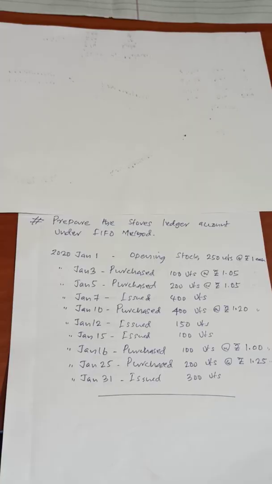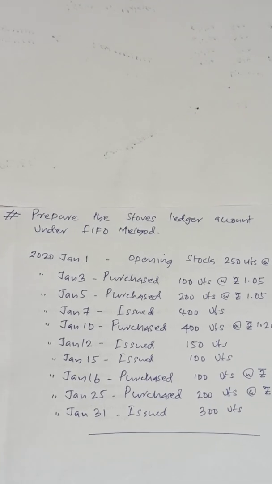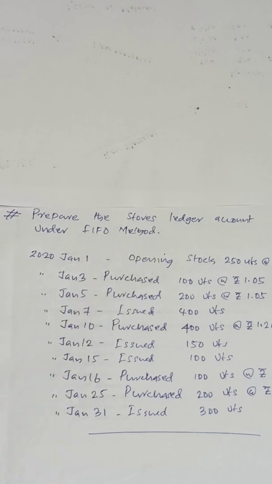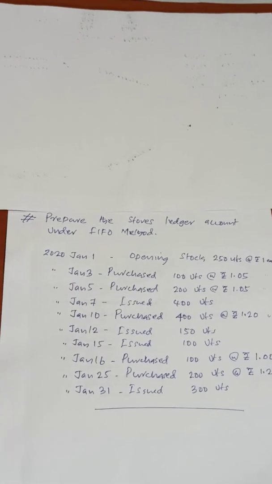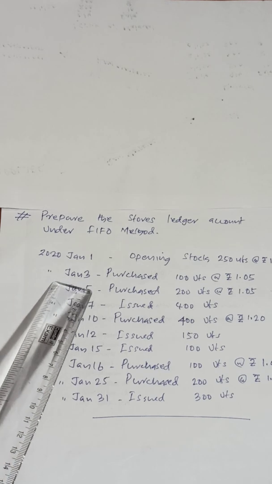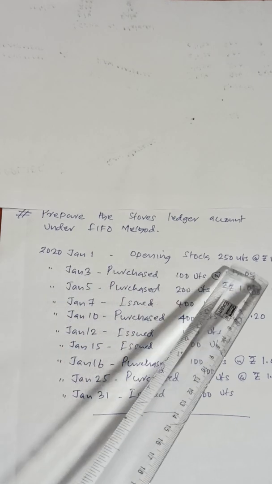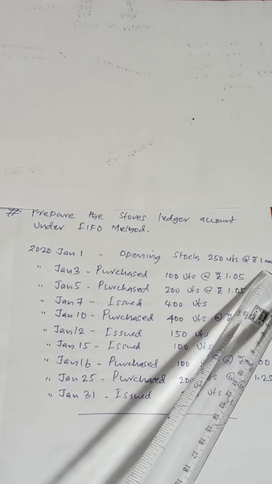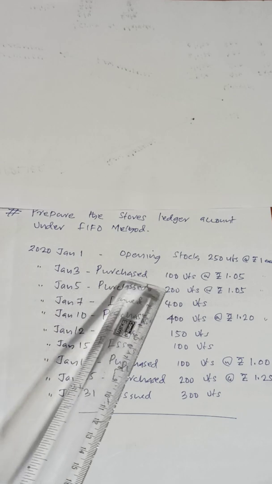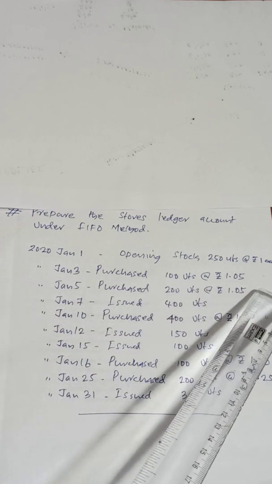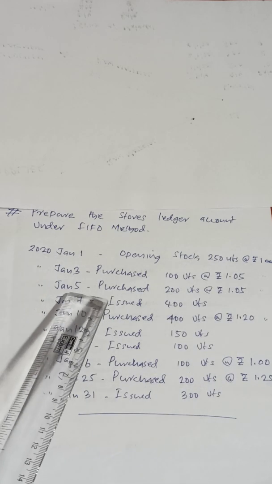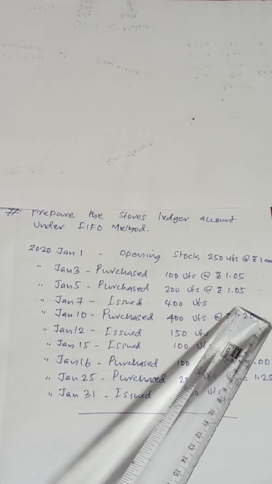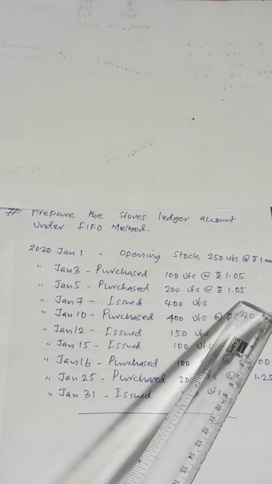Now let us solve a problem. Prepare the store's ledger account under the FIFO method. The information given is: on January 1st, 2020, there is an opening stock of 250 units of material at the rate of rupees 1 each. On January 3, there is a purchase of 100 units at the rate of rupees 1.05. On January 5th, there is another purchase of 200 units at the rate of 1 rupee 5 paise.